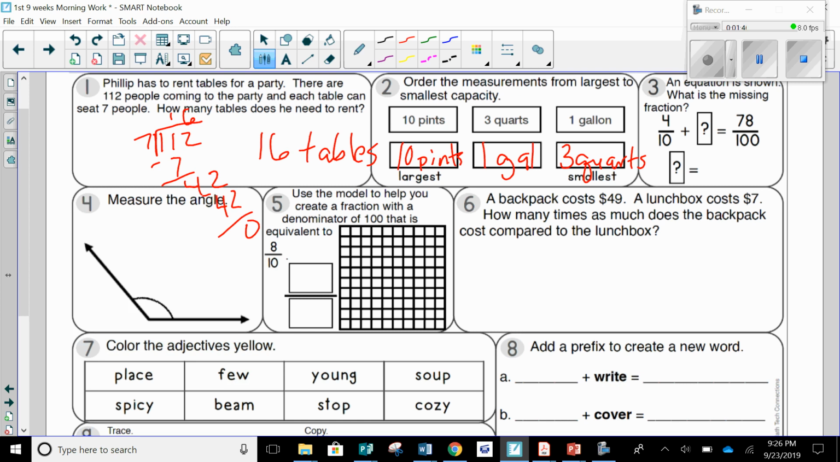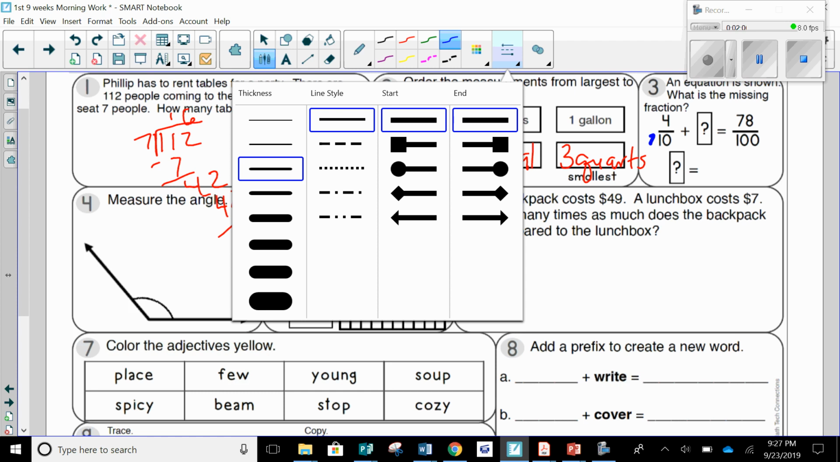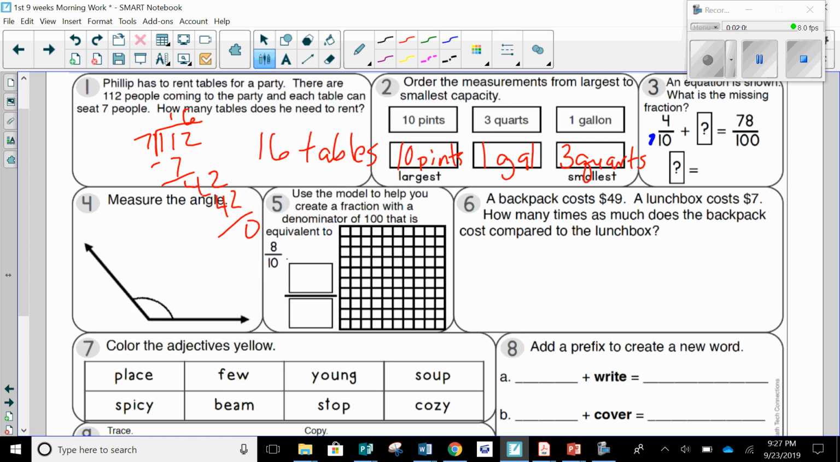Then number 3 says any quotient is shown. What is the missing fraction? Okay, so remember, let me change my color here so we don't get mixed up. I need to switch this fraction. Let's make that line smaller. I need to switch this one to 100 to get my bottom number to be 100. I need to multiply the top and the bottom by 10. So that is going to be 40 over 100.